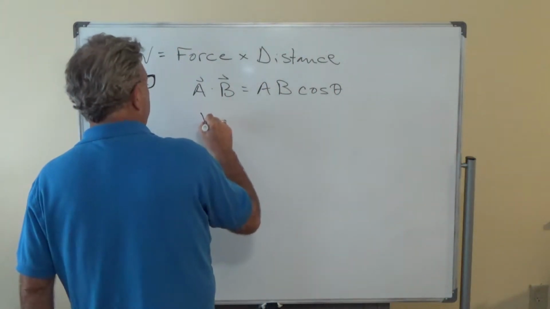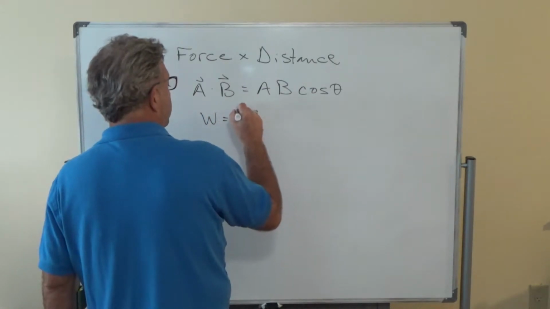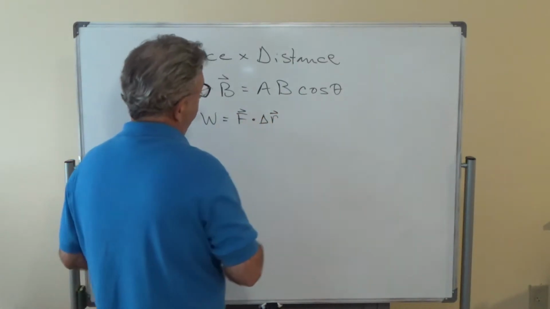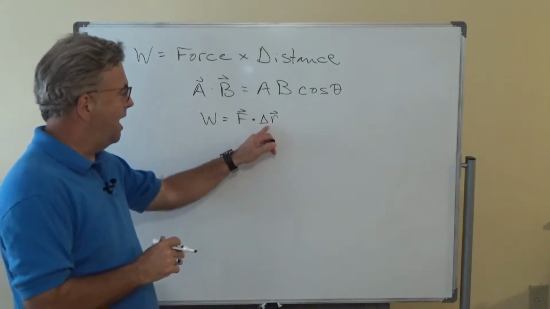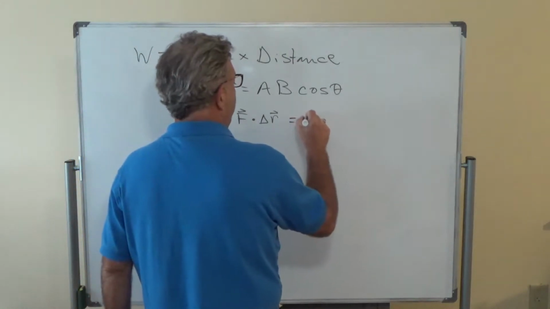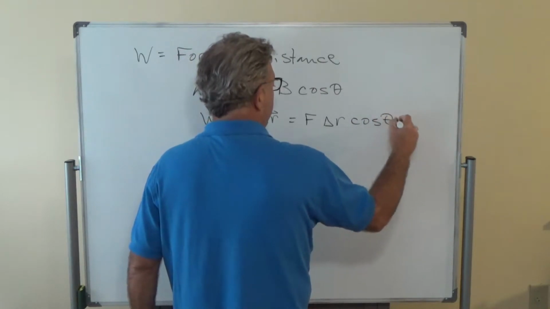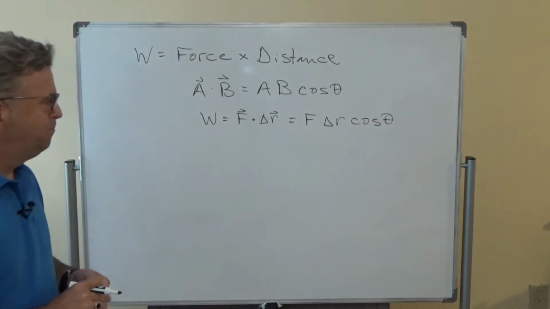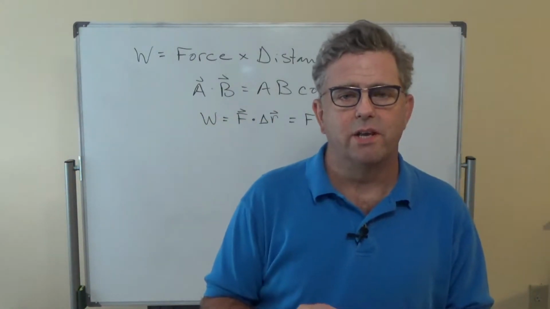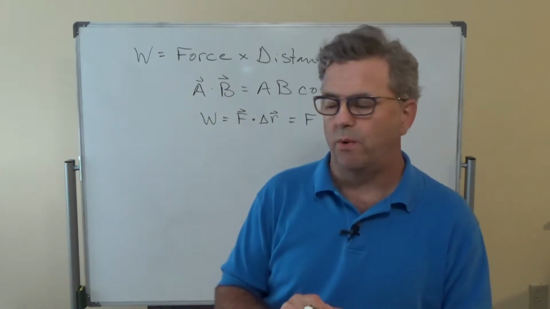So work for a particular force, and this would be a constant force, is F dot delta R. That's a dot. So that's a force dotted with the displacement. This is equal to F delta R cosine of theta. Okay? That's how we calculate the work. It has units of Newton meters or joules or kilogram meters squared per second squared.